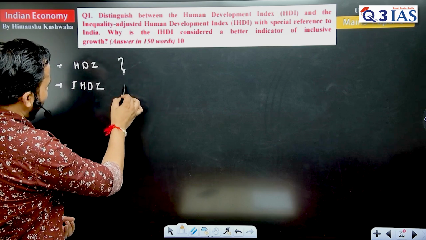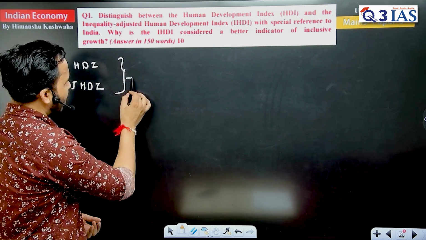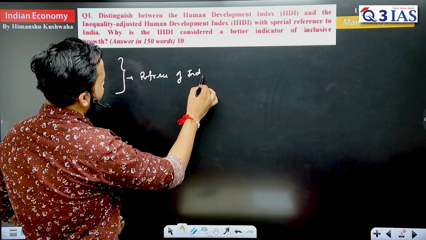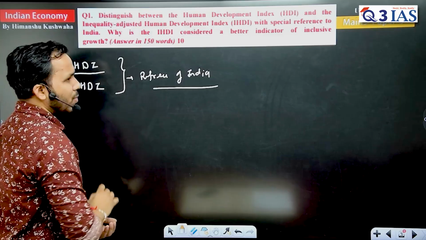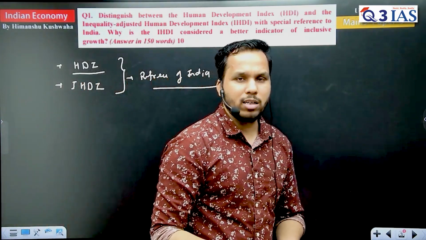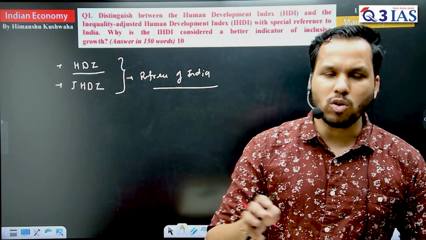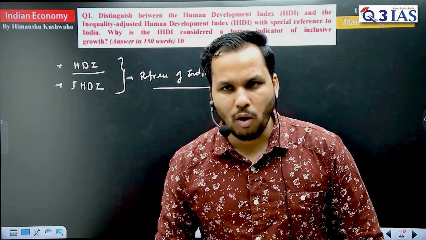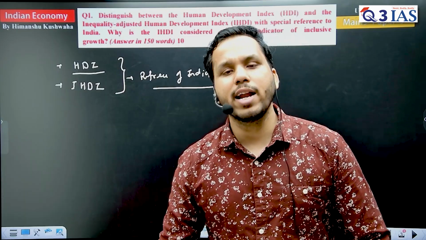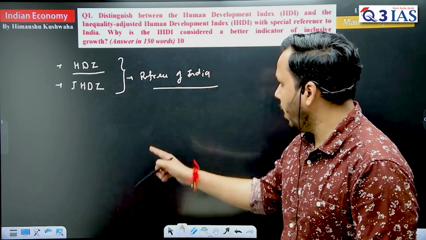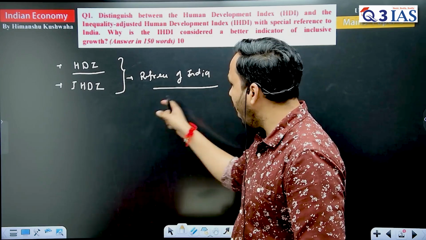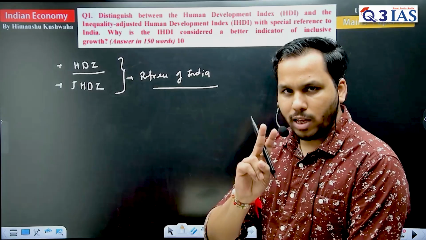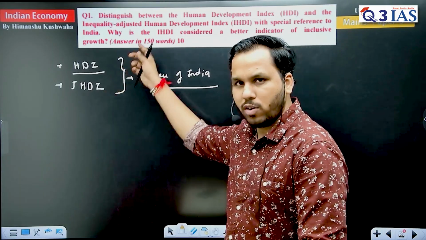But when we write about all these things, we have to take a reference of India. It means if we are writing about the Human Development Index, we have to write the answer in the context of India, that is, how the Human Development Index of India is representing India's development. And if we are writing about the IHDI, we also have to include India's inequality. We have to mention it. So there are two terms clearly shortlisted from the question.